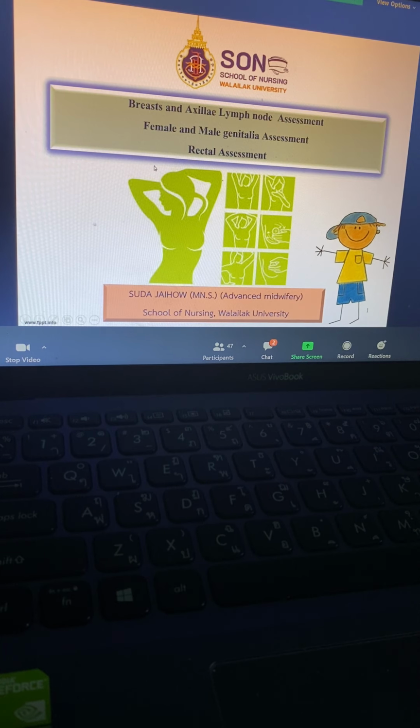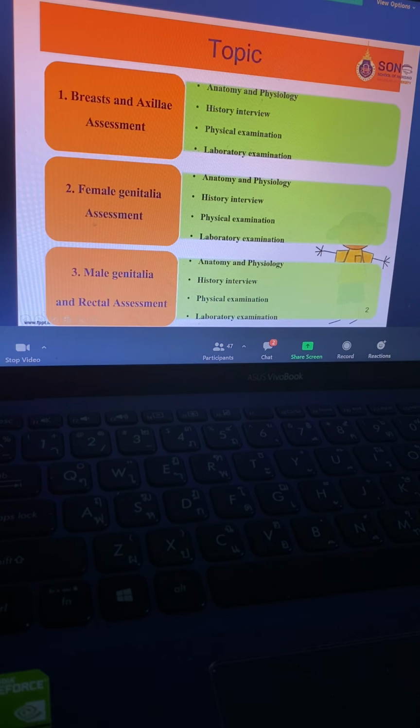Okay, today we have about 2 hours for study. For this topic I separate it into 3 topics. The first one I will talk about breast and axillary assessment, second I will talk about female genitalia or female reproductive system assessment, and finally I will talk about male reproductive assessment, and for the males I will talk about rectal assessment too. In each topic I will talk about 4 subtopics.